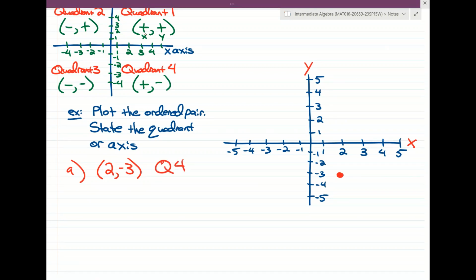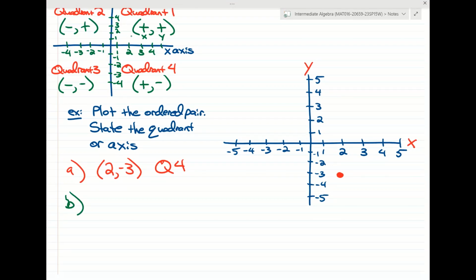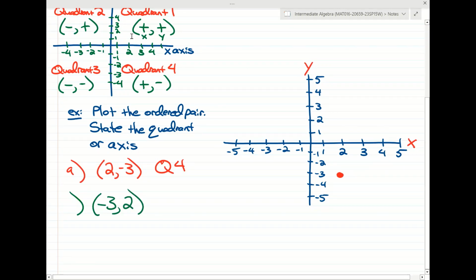Okay, easy enough. What if we had a point where it's 3, -2? No, let's do -3, +2. So you go -3 on the x-axis and then up to +2. That would be this point right here. And that's in quadrant 2.